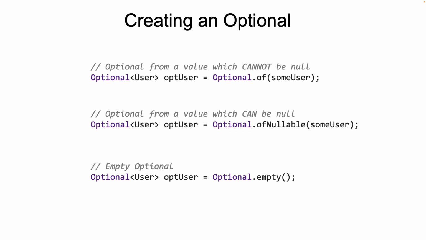Here are some ways to create Optional objects. You can see Optional.of, where you cannot actually pass a null. Then you have Optional.ofNullable, where you can pass a null object. If you pass a null object, then it will return an empty Optional. Otherwise, it will return an Optional with that particular user. You can also create an empty Optional using the empty method.